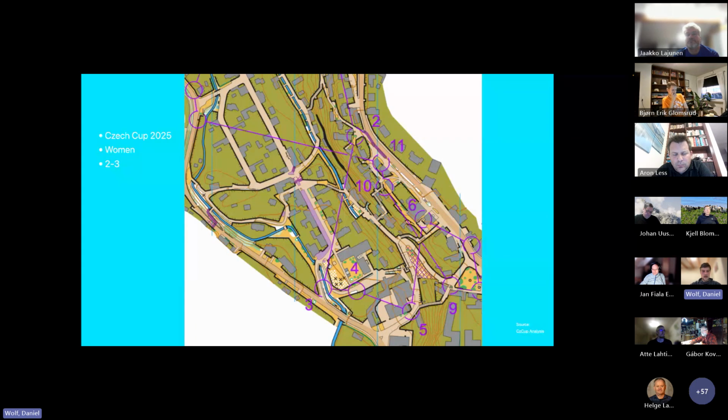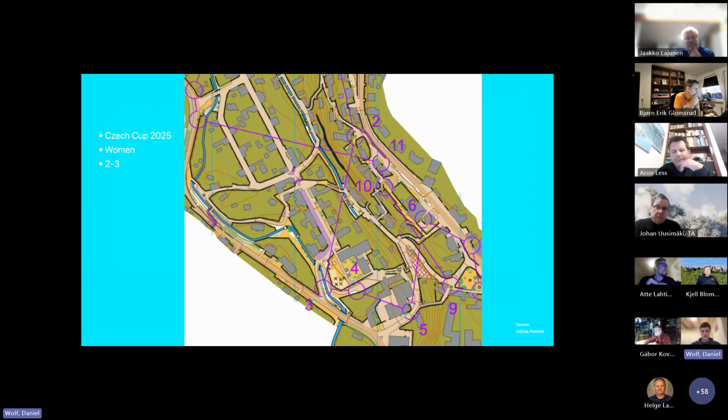Okay, I don't like to criticize other people's work, so now I'll start a friendly fire and show you legs from the competitions I set, or my team set. This is the women's course from the Czech Cup sprint distance this September, my course. So please focus on the leg from control number 2 to control number 3. And you can vote.